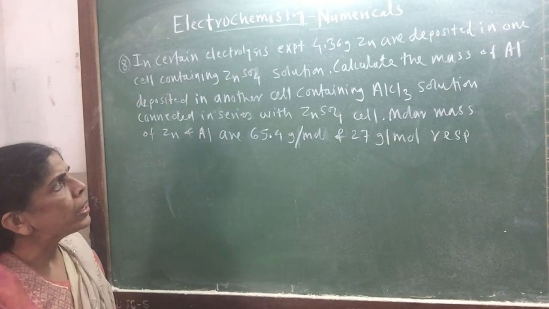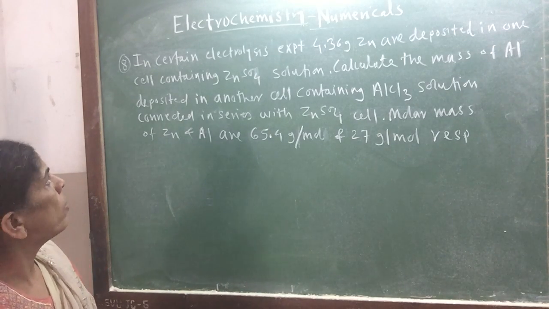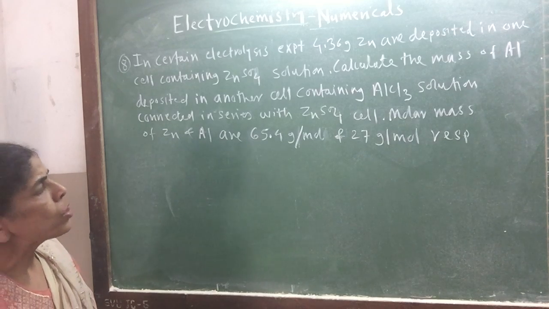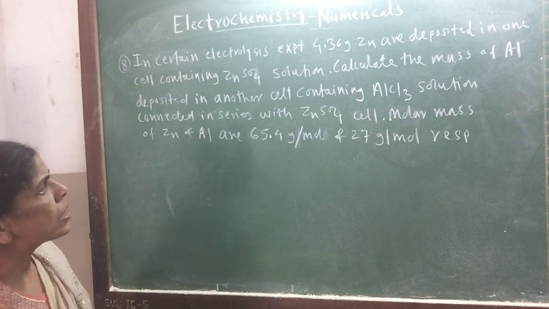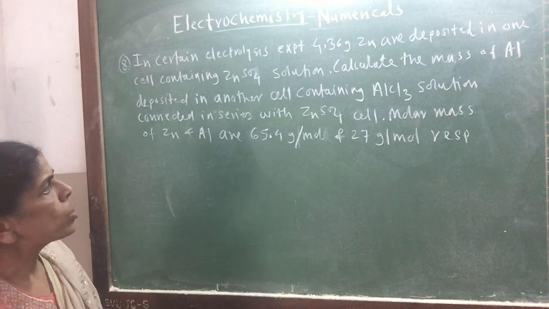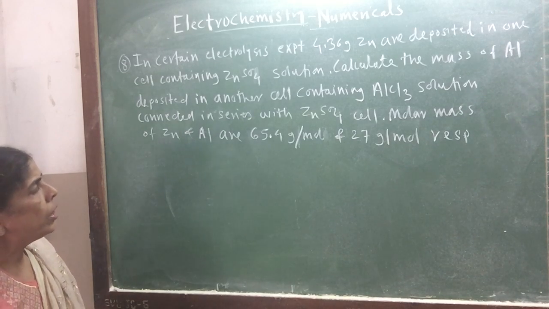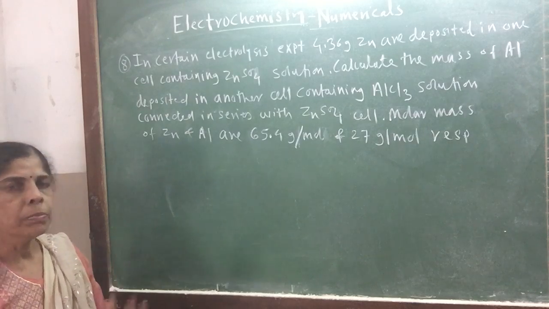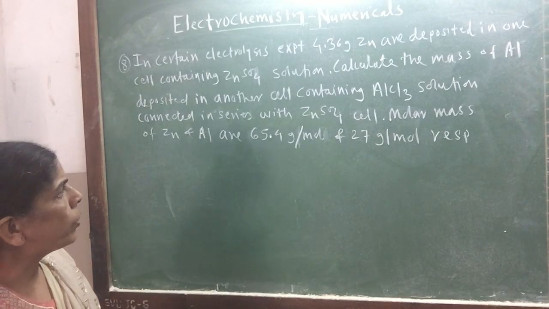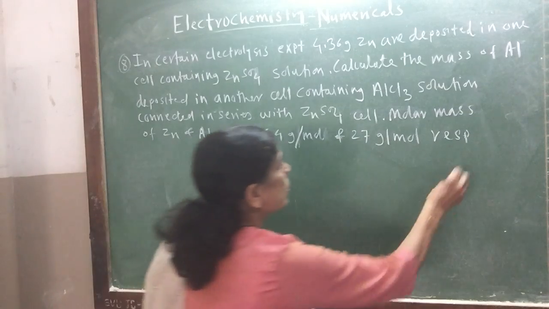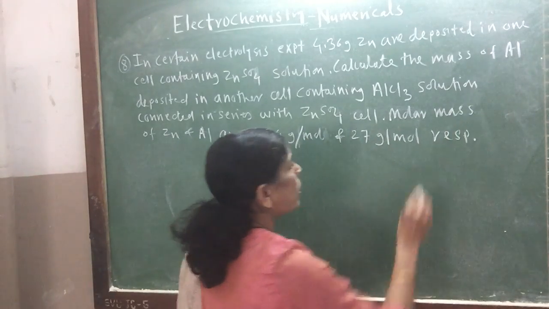4.36 grams of zinc are deposited in one cell containing zinc sulfate solution. Calculate the mass of aluminium deposited in another cell containing aluminium chloride solution connected in series with the zinc sulfate cell, and the molar masses of zinc and aluminium are given as 65.4 grams per mole and 27 grams per mole respectively. Okay, so you have to read the problem carefully again.